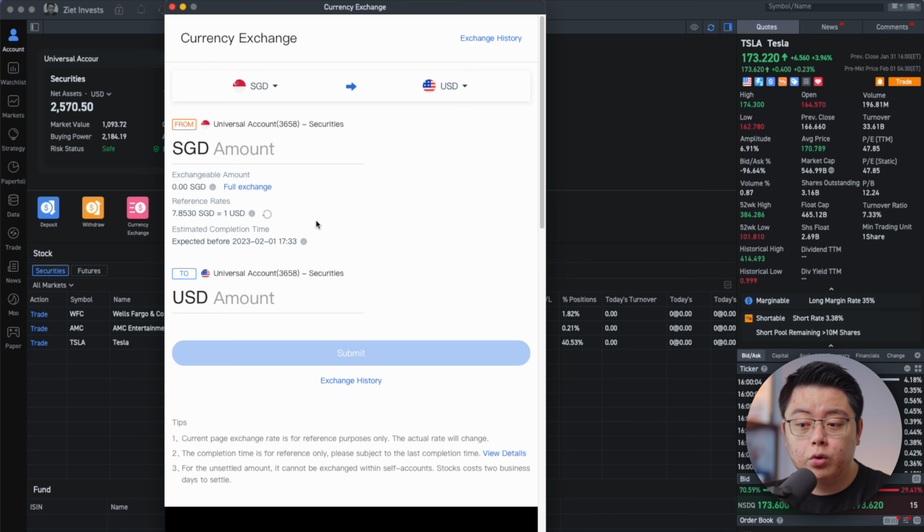But if for some reason you don't have US dollar cash or you forgot to convert it, you can still buy US stocks, but Moomoo will automatically buy it for you using margin. So take note of that.